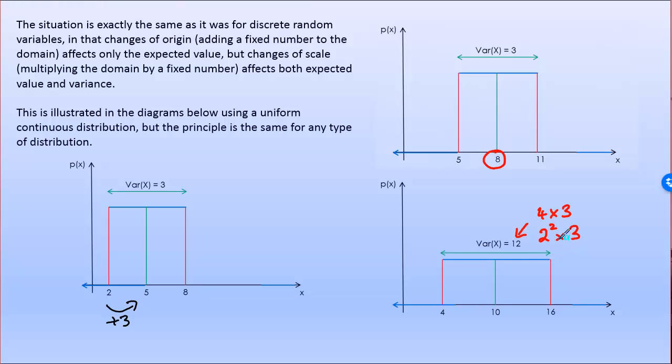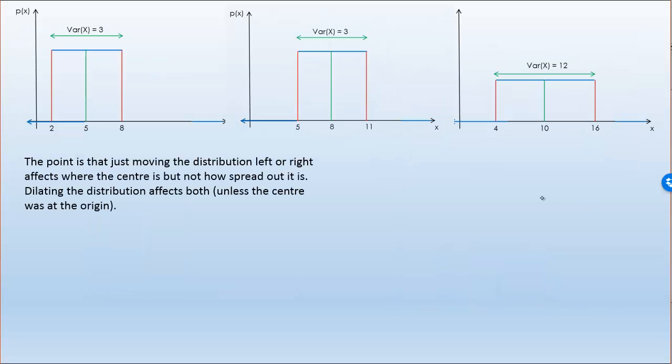This is exactly the same findings that we had when we looked at discrete random variables. The point is that just moving the distribution left or right affects where the center is, but not how spread out it is. Dilating the distribution, that means multiplying all the x values by a value, affects both, unless the center was at the origin. If the center was at the origin, it will stay at the origin.